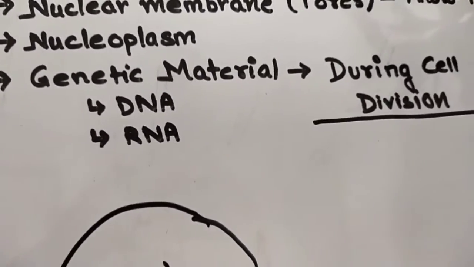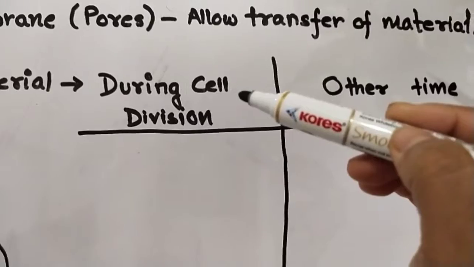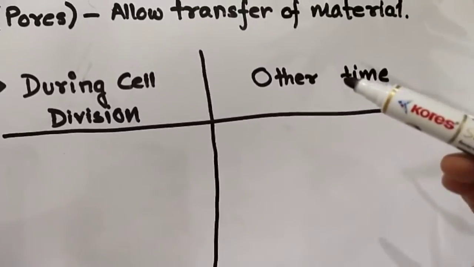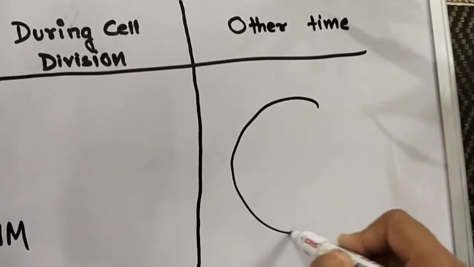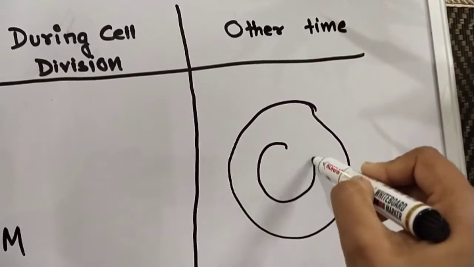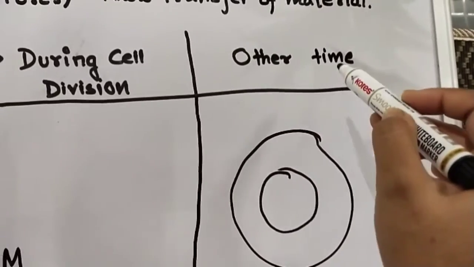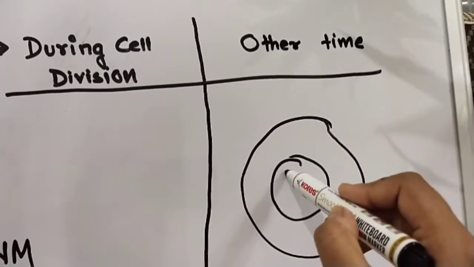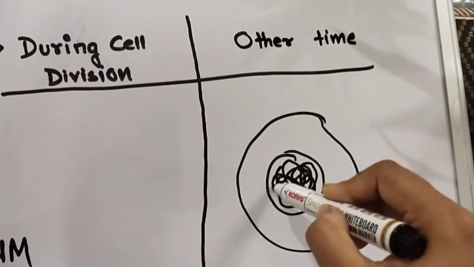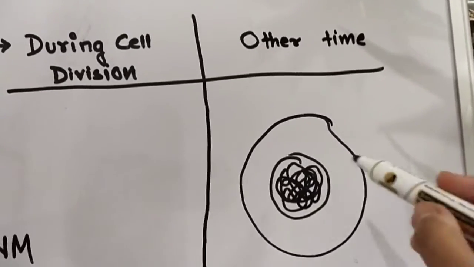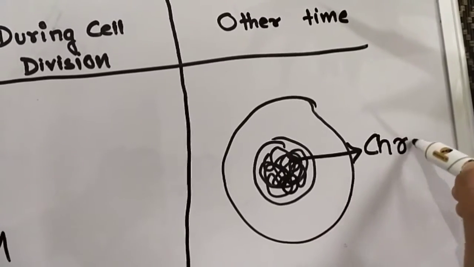Now when we look at a cell during cell division, we will see that the genetic material looks different than at other times. If we draw this as a cell and in here we have the nucleus, the genetic material will be inside. When the cell is not dividing, the chromosome is present like this. That is, the genetic material is present like thread, and this thread-like material we call chromatin.